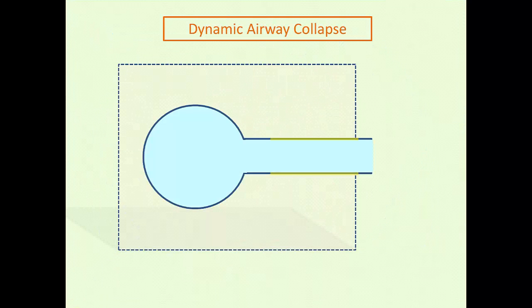And I illustrate dynamic collapse using this cartoon of a generic alveolus and airway, and this is your thorax. And this yellow highlighted area represents cartilaginous tissue. So let's say, and these numbers are completely made up, that this is a normal patient with an elastic recoil pressure of this fictitious number 2.